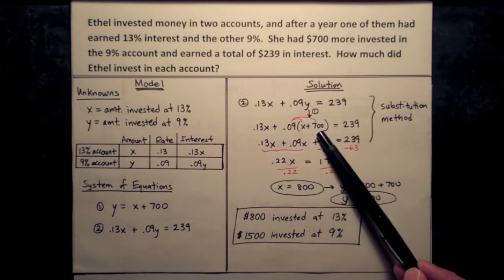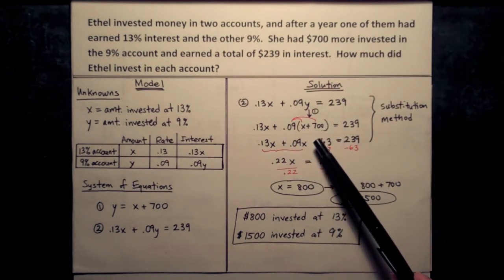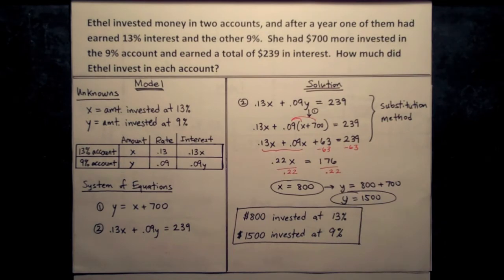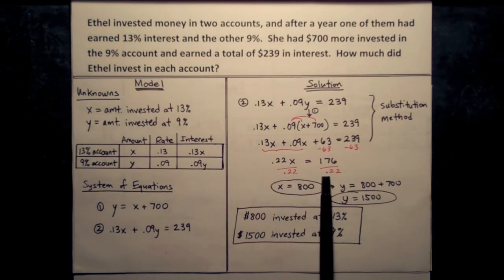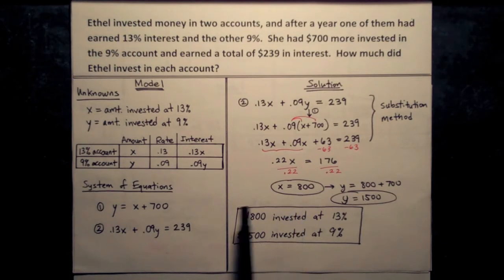Distribute the 0.09 to the parentheses. 0.09 times 700 is 63. Combine our like terms here. Subtract 63 and divide by 0.22 on both sides to get x equals 800. And once we have x, we can plug back into either of these two equations. The first one's obviously easier here, and we get y is 800 plus 700, or 1500.